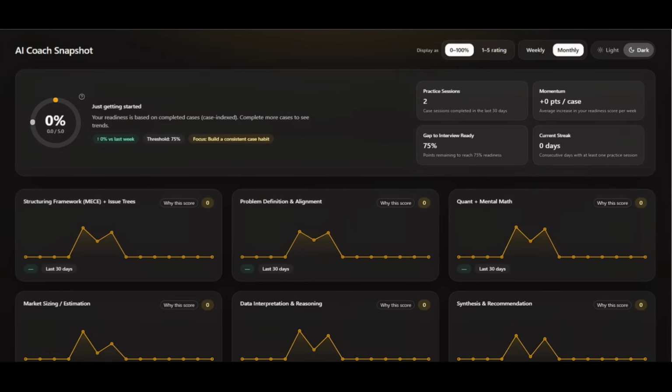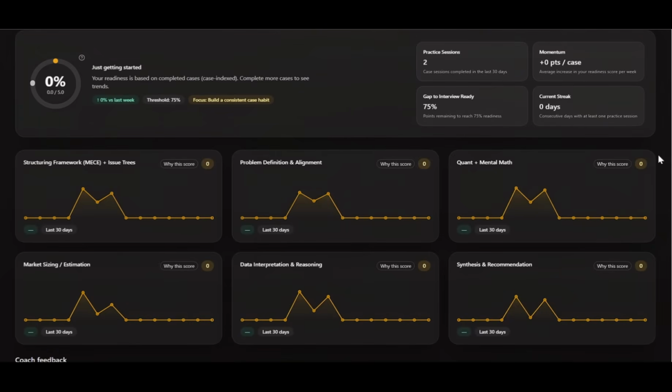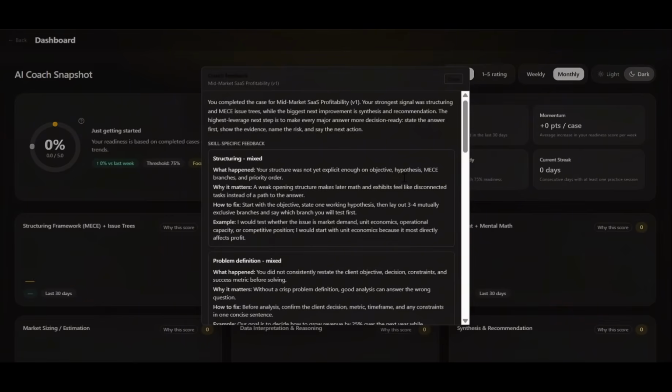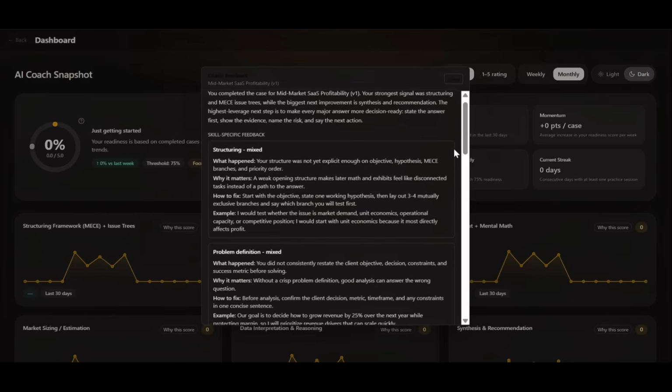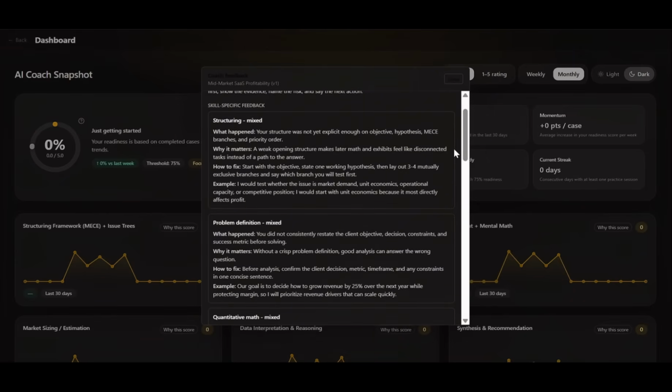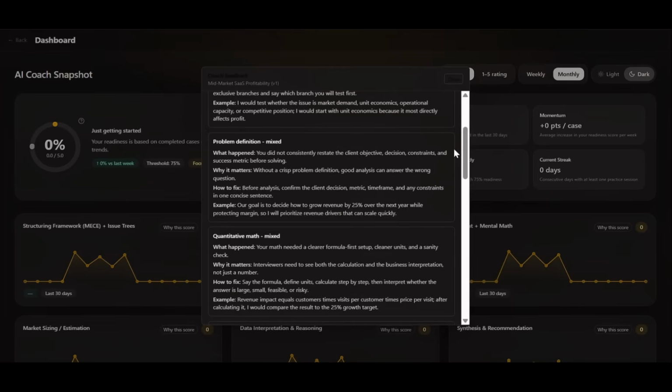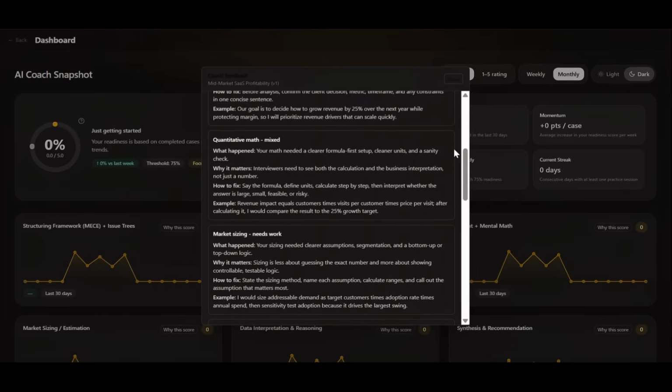We're able to see how many cases we've done, and we're able to see our performance across the different metrics that make a candidate successful, such as our structuring, our problem definition, as well as our synthesis and recommendation. And when we come and look at our coach feedback, we're told that we completed a case, our math was good, and we kept the case moving. But we're told that our recommendation needs to be more explicit and also needs to be measurable. And it tells us that what we need to think about next time is our objective, our hypothesis, and our McKinsey structure.